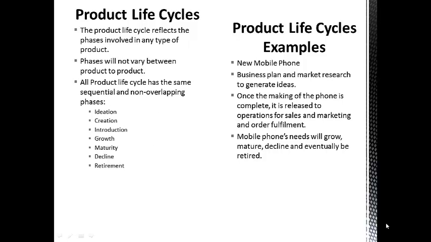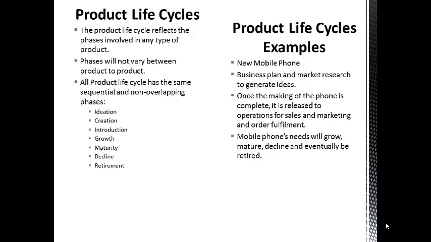Now let's talk about the product life cycle. Product life cycles reflect the phases involved in any type of product. The phases will not vary from product to product. So a cell phone, laptops, TVs, and home appliances will all have the same phases.